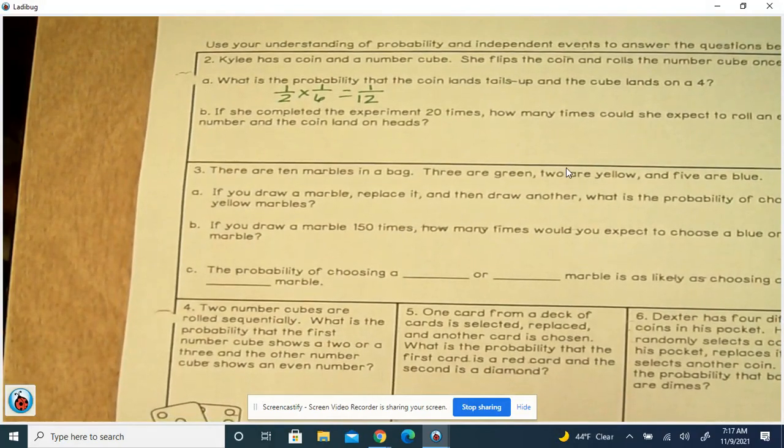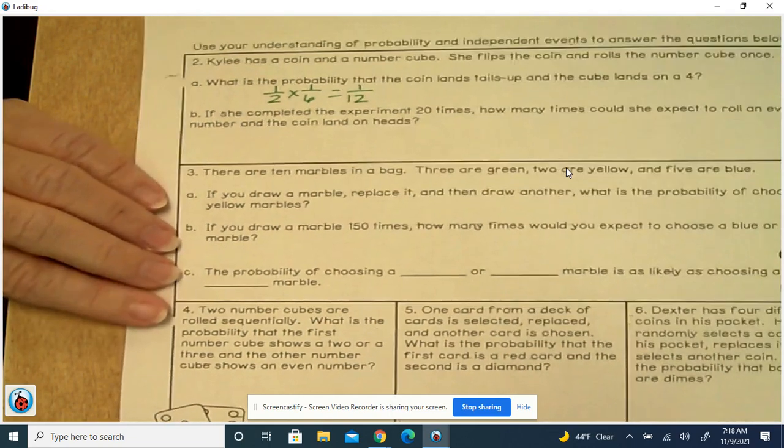If she completed the experiment 20 times, how many times could she expect to roll an even number and the coin land on heads? That would be 3/6 and 1/2 times 1/2.